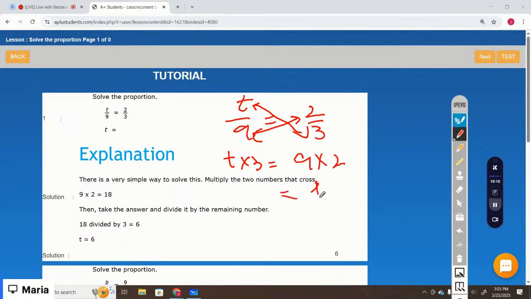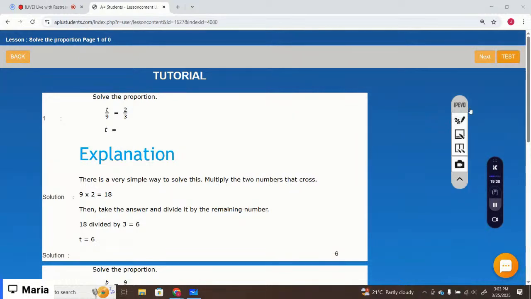9 times 2 is 18. Then you have to divide both sides by 3. 3 times 1 is 3, and 3 times 6 is 18. So that means t equals 6. So the value of t is 6. Let's just start with the test questions.